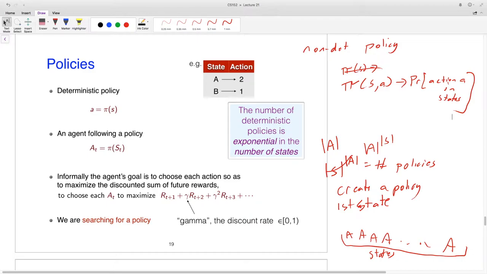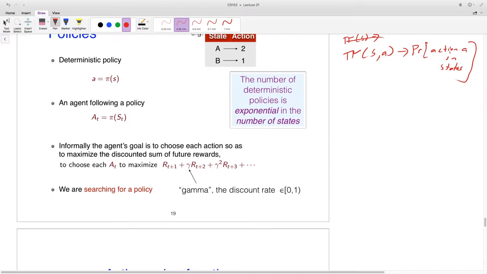So gamma is our discount rate. In the game we just played, gamma was 1, which meant that we could end up with an infinite return. And our goal is we're searching for a policy, some policy pi. Ideally, some optimal policy pi star, where optimal just means no other policy can beat it.